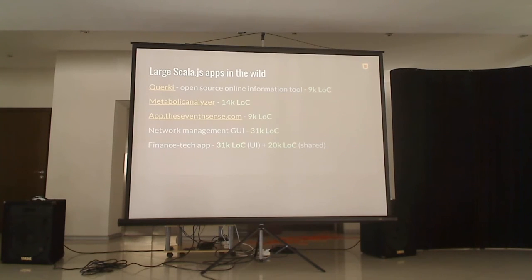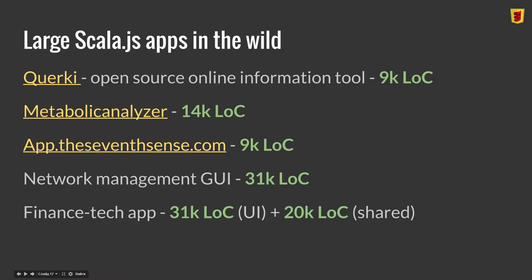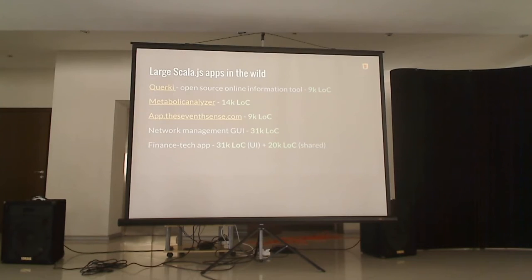So here are a couple of examples I collected of what kind of applications people have actually developed using Scala.js. There's QWERTY, which is a sort of wiki kind of thing, an online information tool, developed by basically one guy, already almost 10,000 lines of code. There are a couple of other examples. I mean, these are pretty big applications, and these are all made in the last one year, one and a half years. So it's possible to get your team quite quickly up to speed writing large and complicated applications in Scala.js.